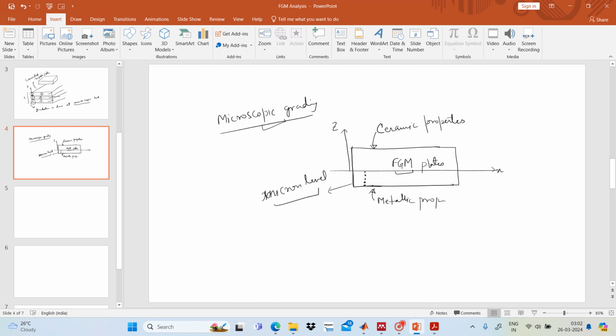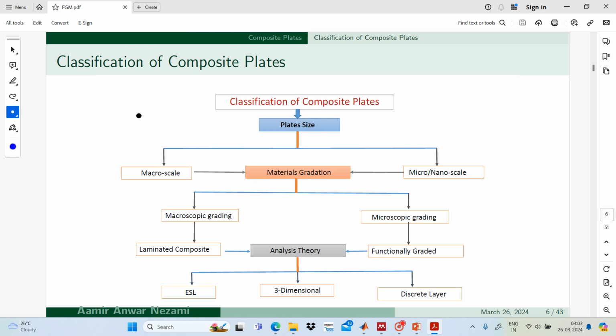So microscopic gradation, we can say it is the functionally graded material that is varying from the bottom, means metallic properties, then at the top it's showing the ceramic properties, and the variation is done at the micron level. So we will go back to it, and then we have seen that this grading is for the laminated composite plates, while the microscopic grading is for the functionally graded plates.